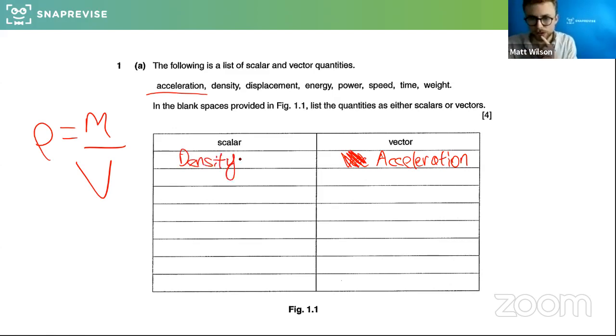Okay, so we're going to fill a couple more of these in. I'm going to leave displacement alone for now. I'm interested in energy, power, and time. What about those? Energy, power, and time.